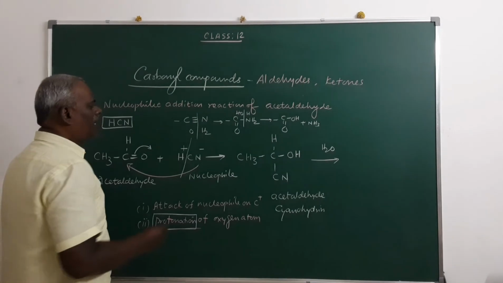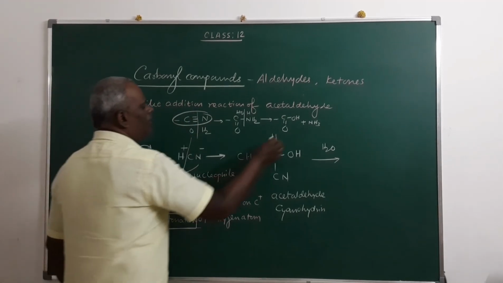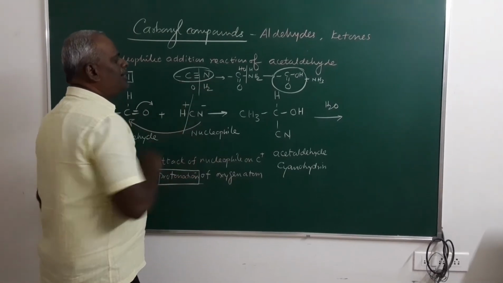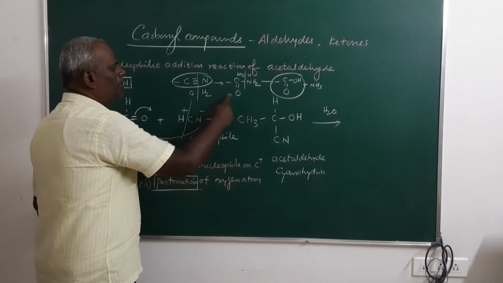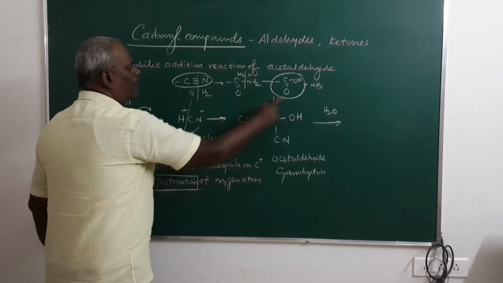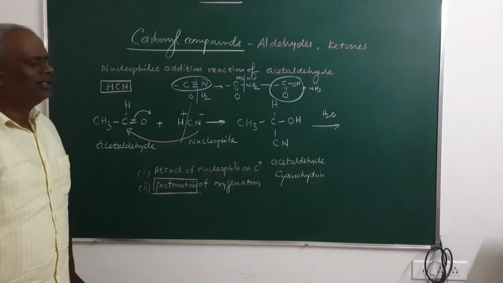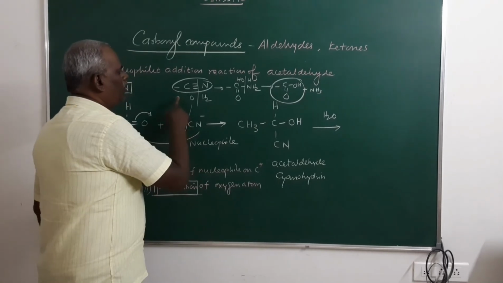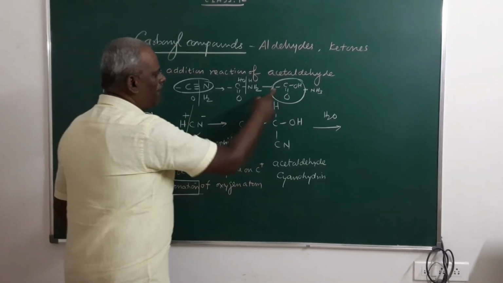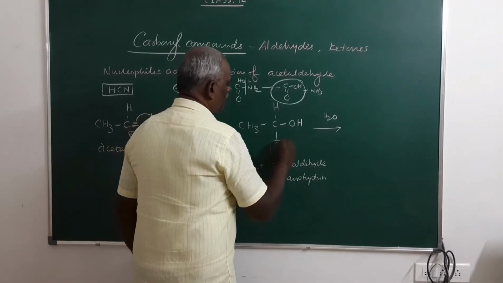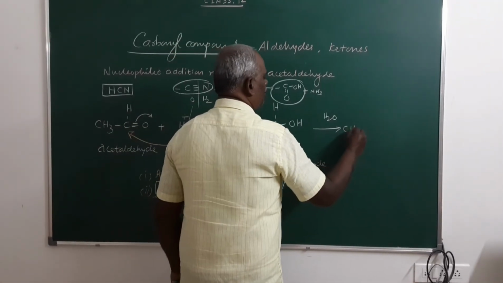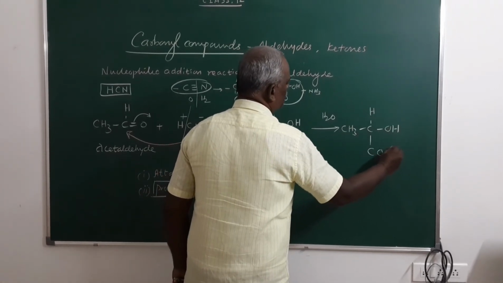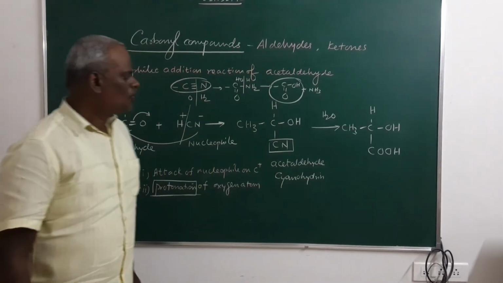The conversion shows that the CN after hydrolysis becomes COOH. So the C triple bond N, on hydrolysis, becomes amide. Amide on further hydrolysis becomes carboxylic acid. So whenever you want to convert the cyano group into carboxyl group, the cyano is to be hydrolyzed so that we can have a carboxyl group. So with the help of the same, CH3 CHOH, the CN is becoming COOH. So it becomes an acid.